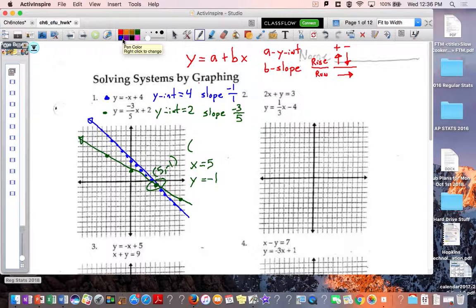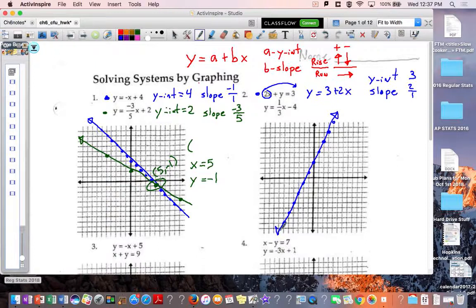Same process with number 2, except for this first equation, I have to take this 2x and get it to the other side so y is all by itself. So y equals 3 plus 2x. On this one, my y-intercept is 3. My slope is 2 over 1. So the y-intercept is at 3, slope 2 over 1, 2 over 1, 2 over 1. Do the same thing going down so I get a good idea of what my line is looking like. Look at that beautiful line.